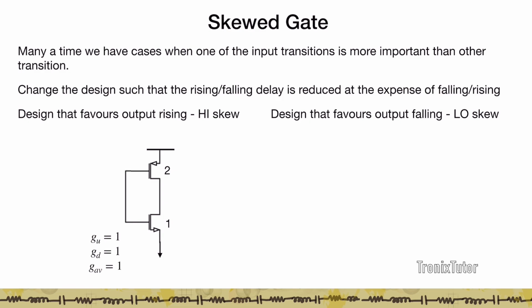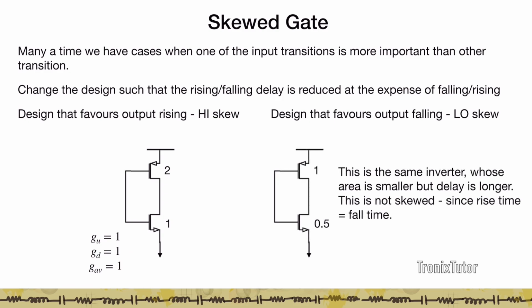So if I look at a normal inverter, the smallest inverter in the technology that we've been discussing in the class has been 2, 1. So the logical effort for the pull-up operation is 1, the logical effort for the pull-down operation is also 1, and the average logical effort is 1. Now suppose I consider a gate where I've sized the PMOS to be 1 and I've sized the NMOS to be half. Now is this gate a skewed gate?